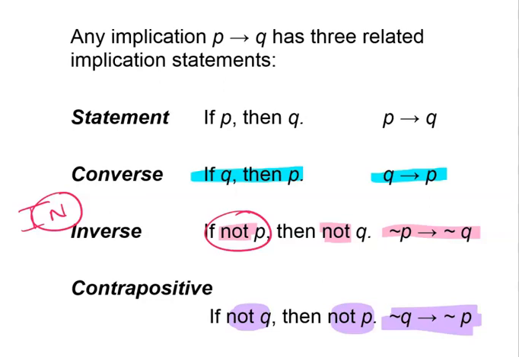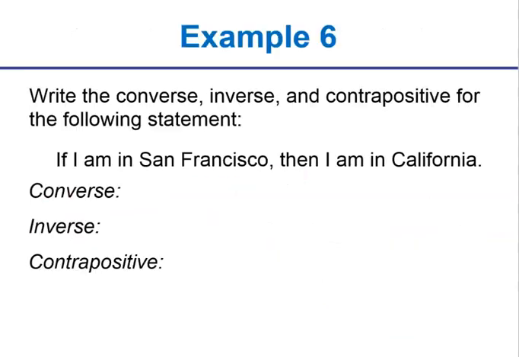All right? Now, when you see this in action, I think you're going to feel a little bit better about it. So converse, you change the order. Inverse, you keep the order, just change the negation. Contrapositive, you do both of those things. Okay, so let's do this example and then shut this video down and come back and finish section 2.1 in part 2. It says write the converse, inverse, and contrapositive for the following statement.